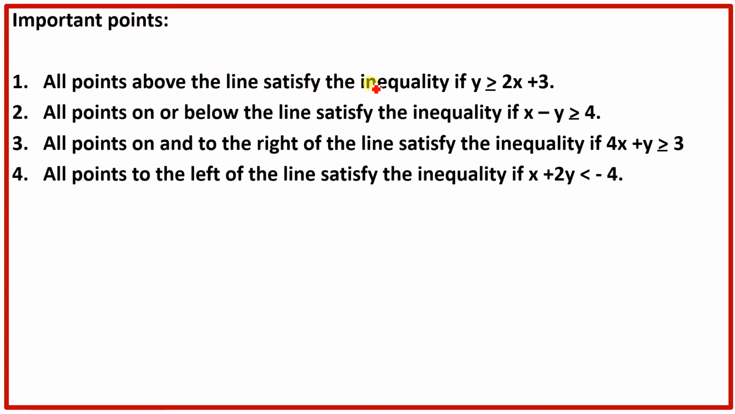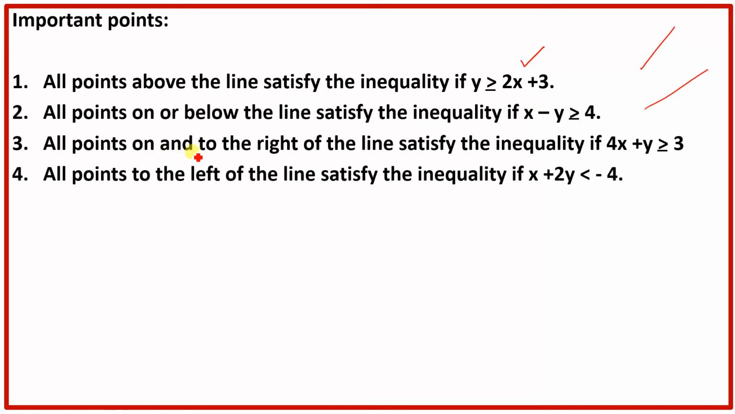All points above the line satisfy the inequality. Suppose the line is here in this way, or like this, so all points above the line satisfy the inequality if our inequality is y is greater than or equal to 2x plus 3 in this form. All points on or below the line satisfy the inequality if we write x minus y is less than or equal to 4. You can write any coefficient here as well.